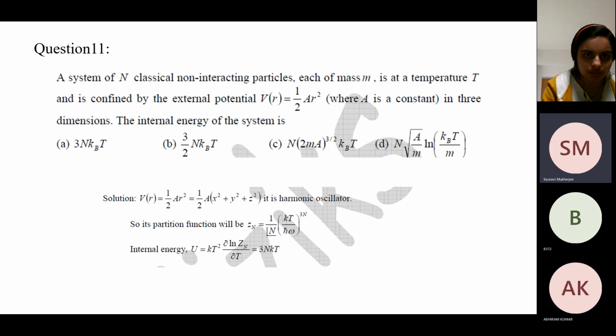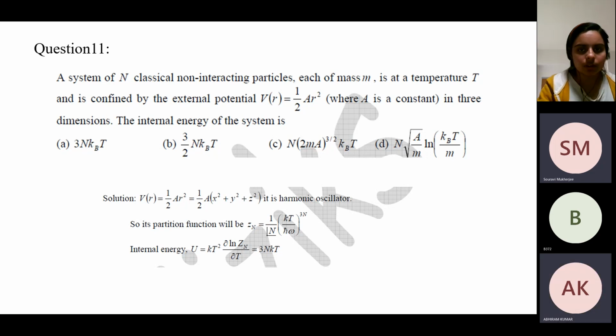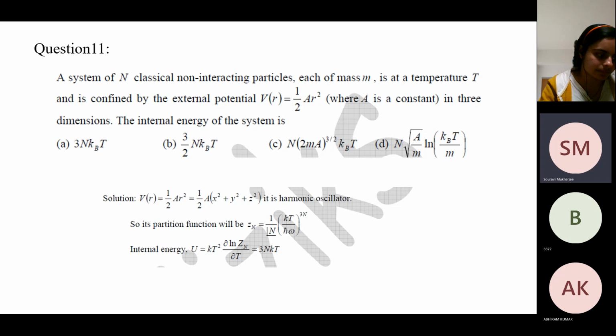Yes. Okay, so it's not 3 by 2. It's 3n kBT. And you understand why it's 3n. It comes from the equipartition as well. The average is kT for each coordinate. In three dimensions, it would be 3 kT. And then for n particles, it will be 3n kT. But obviously, you can also follow the normal procedure of finding the partition function and then the internal energy. But that would be lengthy.